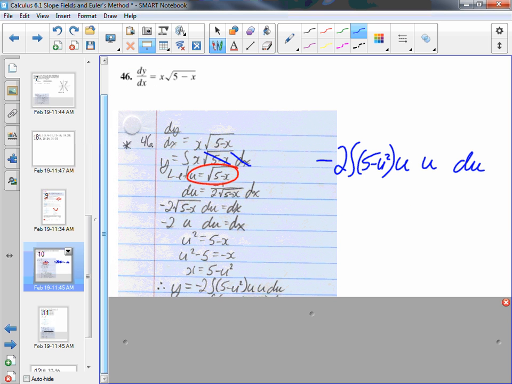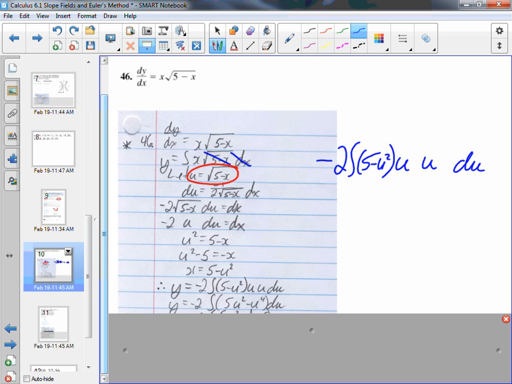All right, so y equals, because remember, it's a differential equation. We got y on the left. y equals negative 2 times the integral of 5 minus u squared times u times u times du. And if we think of u times u as u squared, and then we distribute that u squared, we get y equals negative 2 times the integral of 5u squared minus u to the 4th du. And that we can integrate.